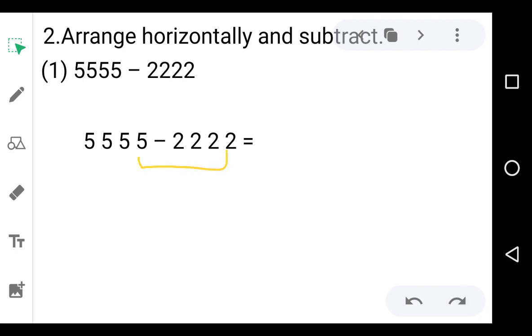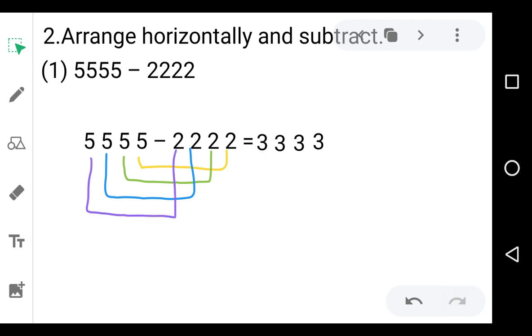See, at the unit place we have to subtract 2 from 5. 5 minus 2, 3. Then again we have to subtract 2 from 5 at the tens place. 5 minus 2, 3. Again at the hundred place we have to subtract 2 from 5. 5 minus 2, 3. Then at the thousand place we have to subtract 2 from 5.